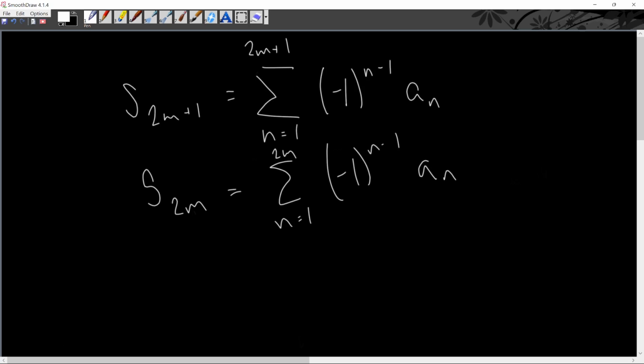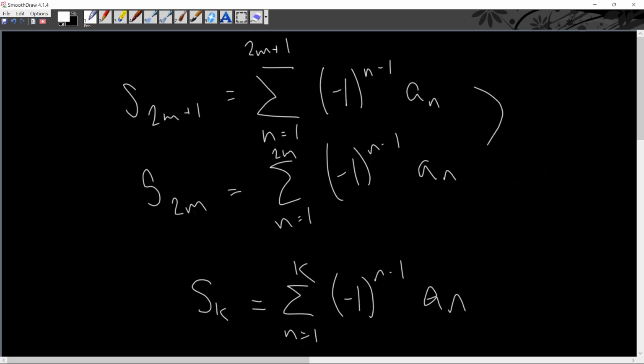So if this is true, then s sub k, as we've said, the sequence of partial sums, should equal the sum from n equals 1 to k of negative 1 to the n minus 1 times a sub n. So if this converges to the same value as this, that means that this also converges to L. So that's how this is proved, right? And so these odd partial sums, let's start with the odd partial sums.